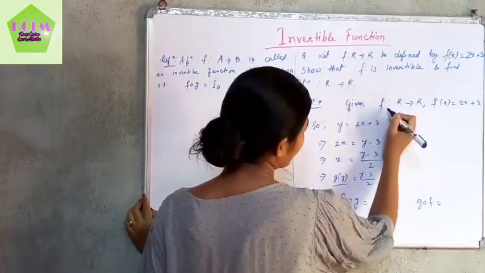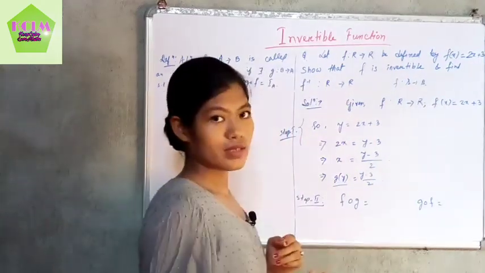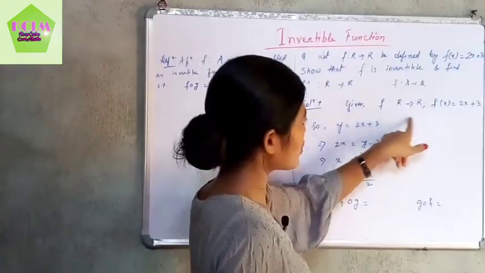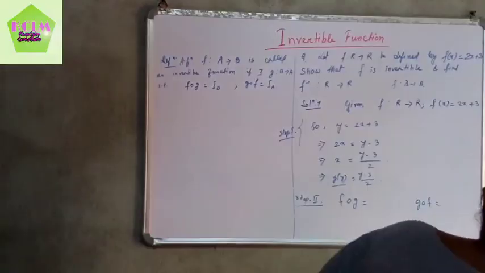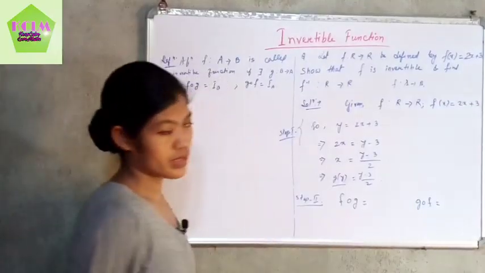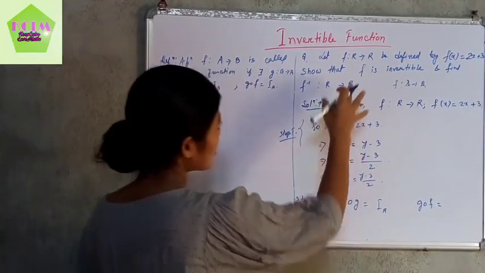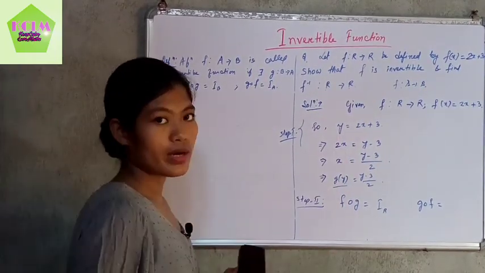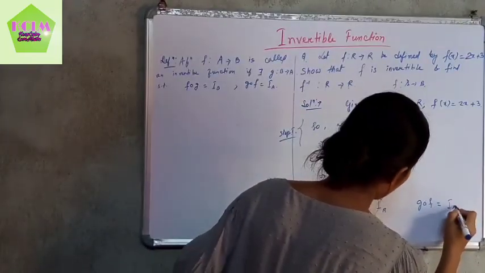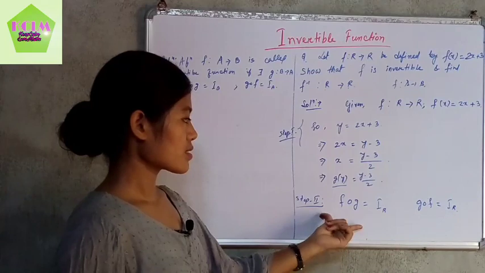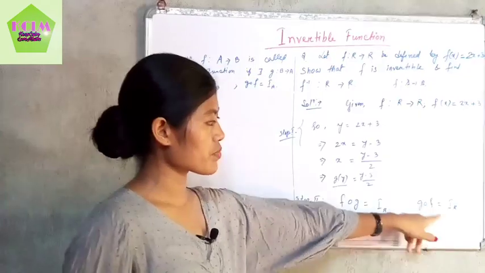Because in the definition, whenever we have f from A to B, then we find another function from B to A, here R to R. The function z goes from R to R. Therefore, f o z will be what? The identity function in the domain R. Since the domain and codomain are the same, f o g will be equal to IR and g o f will be equal to IR. But how do these terms come? How is this equal to IR and how is this equal to IR?